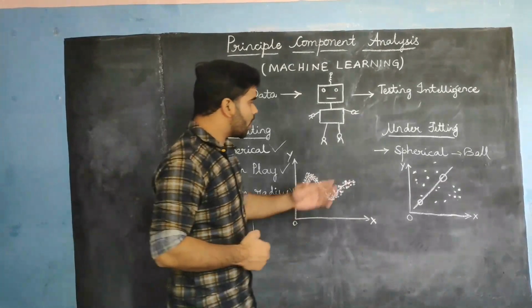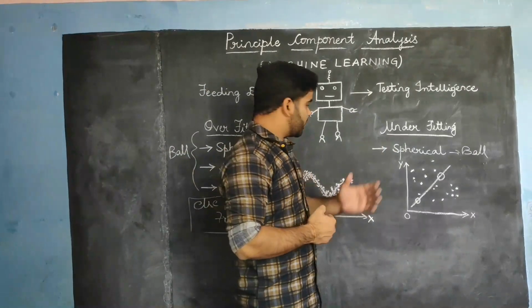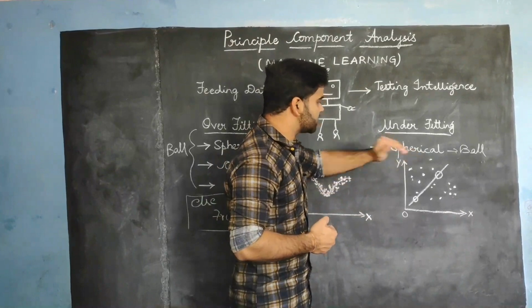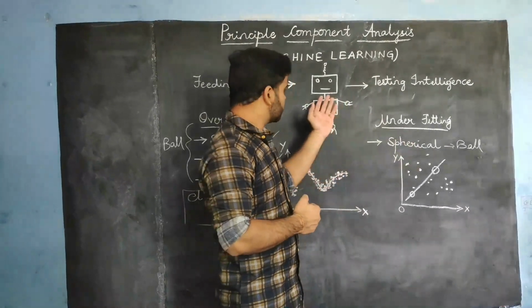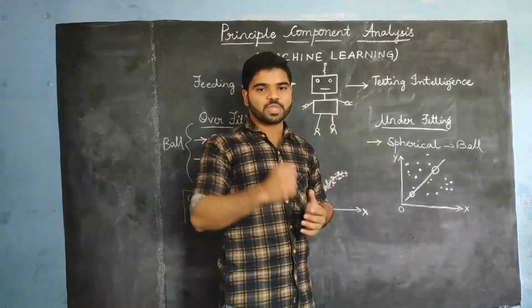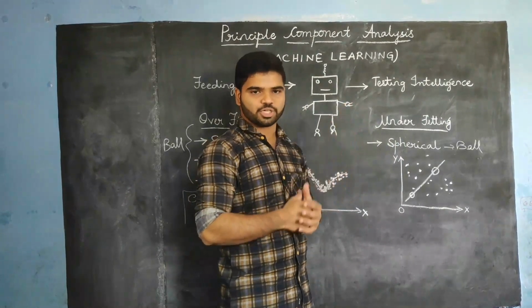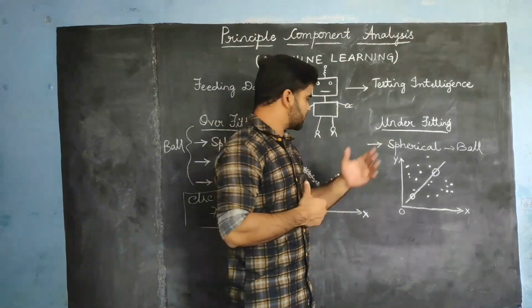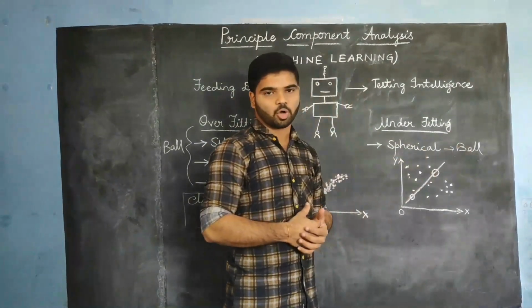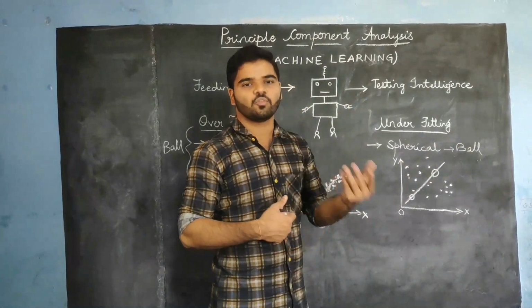So, now, what is underfitting? We are going to train the machine that whichever is spherical in shape is a ball. Now, assume that I have shown a fruit to that machine. What is it going to say? It is going to say that it's a ball, but actually it is a fruit.